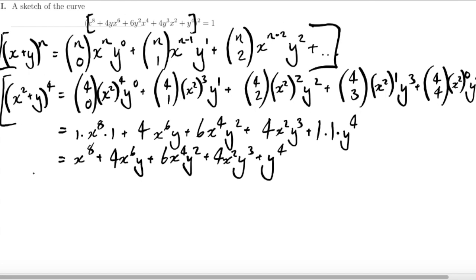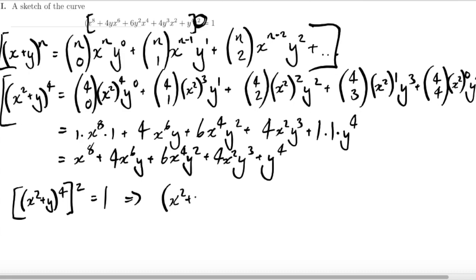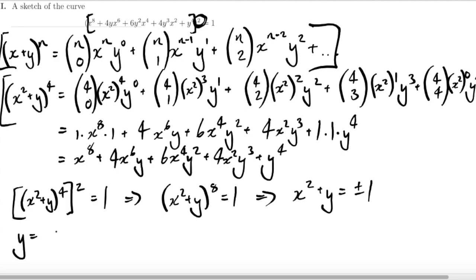So we have this expansion in this form. We can rewrite this equation then as x squared plus y to the power 4, and don't forget we have a square up here as well, equals 1. That can be rewritten as x squared plus y to the power 8 equals 1, and we can take the 8th root of both sides, so we'd have x squared plus y equals plus or minus 1, since this is an even power. And we can rearrange this to get y equals plus or minus 1 minus x squared.